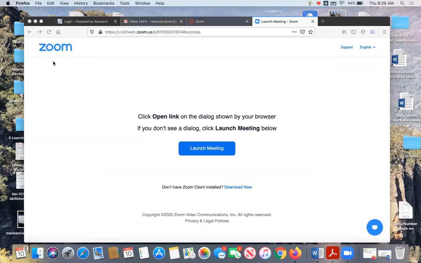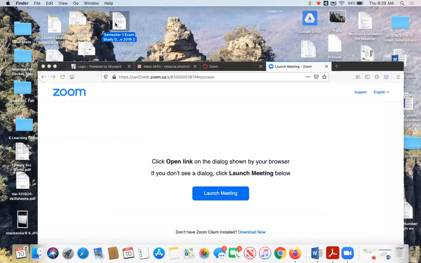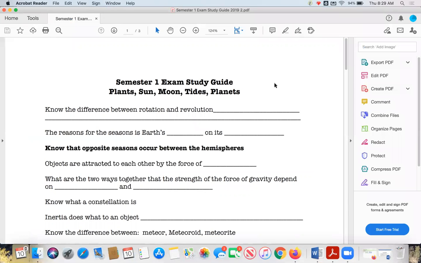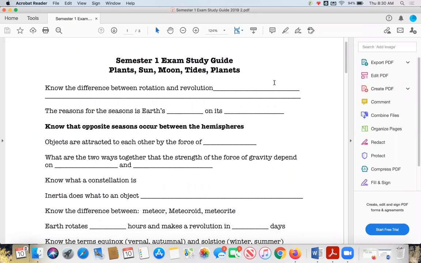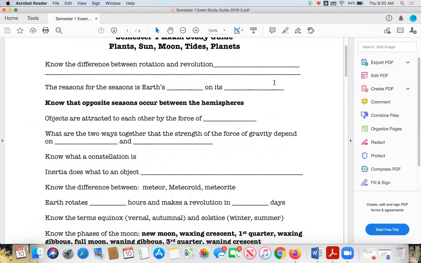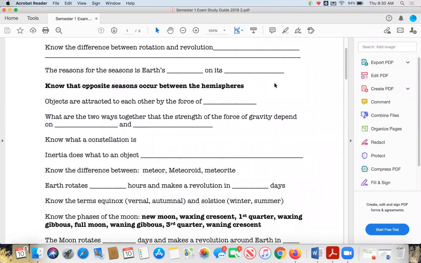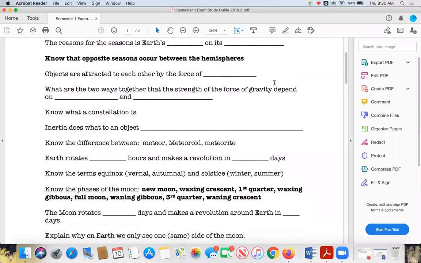Okay, and I'm going to bring up the study guide. As you can see, it says know the difference between rotation and revolution. So I left some space for you to write the different definitions if you like. The reasons for the seasons, that was sort of our little mantra, right? So you can fill that in. Objects that are attracted to each other by the force of gravity. What are two things that the strength of the force of gravity depends on? We talked about that, and Newton's law, right?